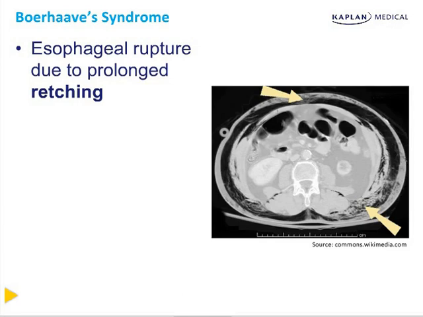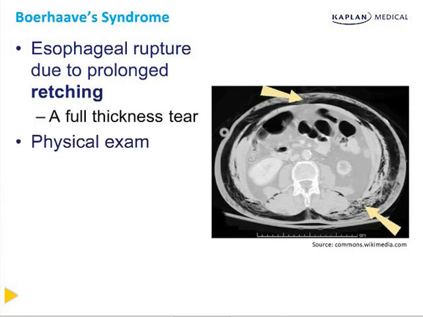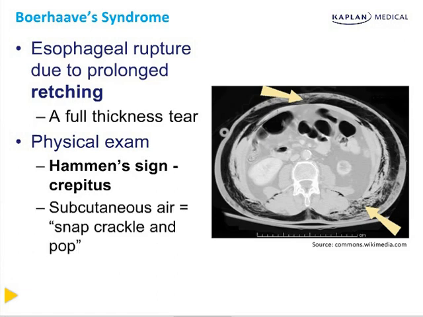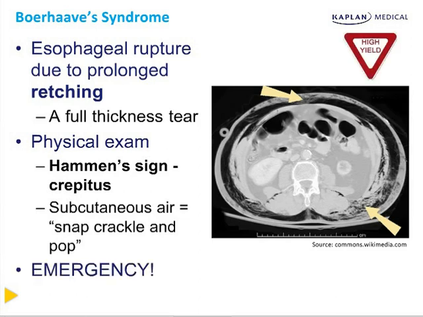Now, in contrast to Mallory-Weiss tears, Boerhaave syndrome is a full-thickness tear and a surgical emergency. It typically occurs in patients who are alcoholics and who have had repetitive retching. The changes in intrathoracic pressure lead to a full perforation. On exam, the patients will say they had a sudden onset of chest pain and shortness of breath. They're going to have a positive Hamman sign, which is crepitus. This is subcutaneous air. It's a snap, crackle, and pop. The next best step in management? This is a surgical emergency, so take them to the OR.